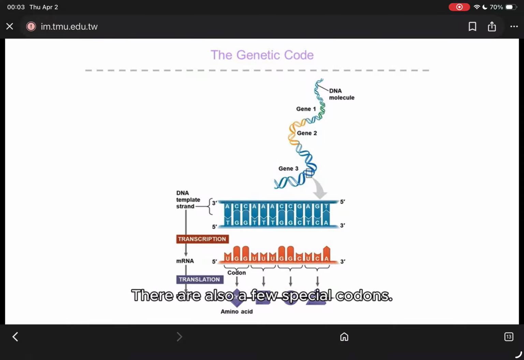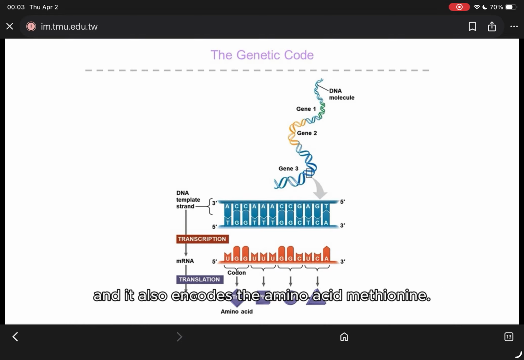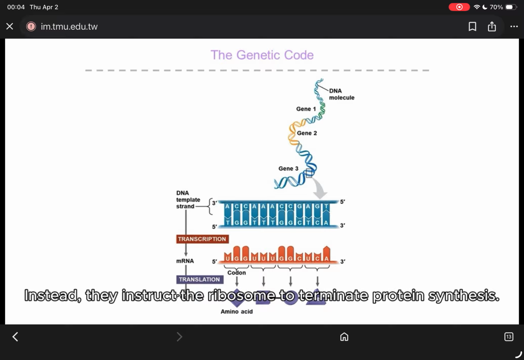There are also a few special codons. AUG is the start codon, signaling the beginning of translation, and it also encodes the amino acid methionine. UAA, UAG, and UGA are stop codons. They do not code for any amino acid. Instead, they instruct the ribosome to terminate protein synthesis.